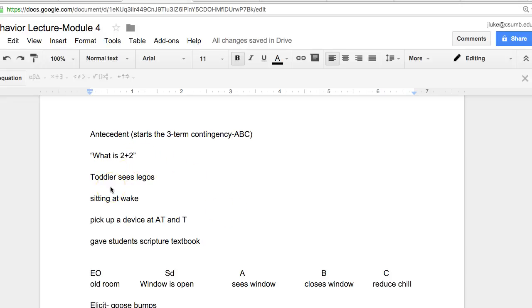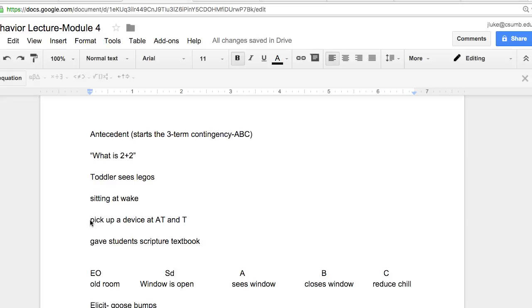Or toddler sees Legos. Or if you're sitting at a wake, this was someone's example. They were sitting at a wake, and then, what happened after that? People cried. Picking up a device at AT&T, that's the first start, and then the behavior that occurred, people asked questions. So the antecedent starts it all.